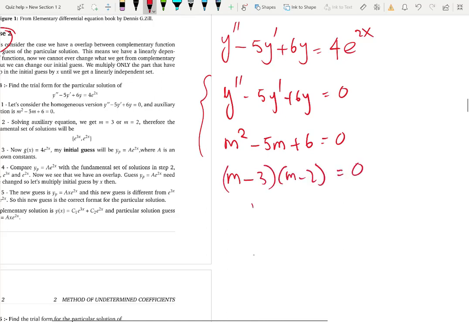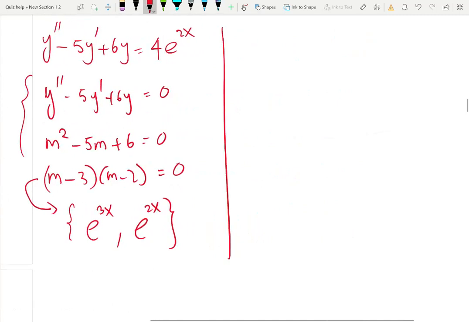So the fundamental set of solutions is e to the 3x, e to the 2x. So I found that very fast. I wrote the fundamental set of solutions based on this. Now let's go to the yp part. So what is our initial guess? Well, here we have a constant times an exponential function. So our guess will be a constant A times e to the 2x.